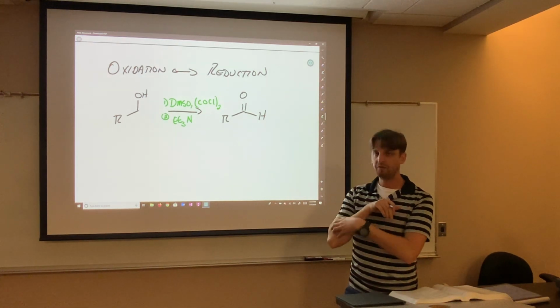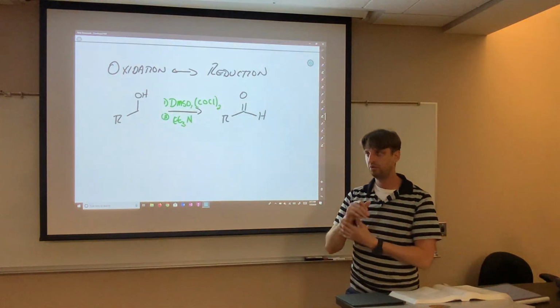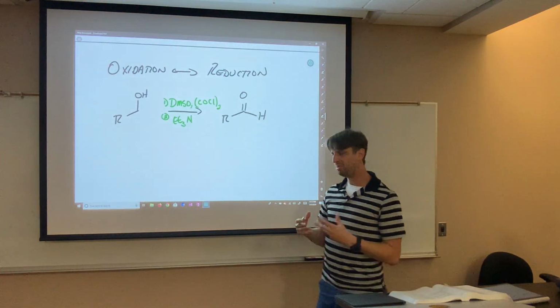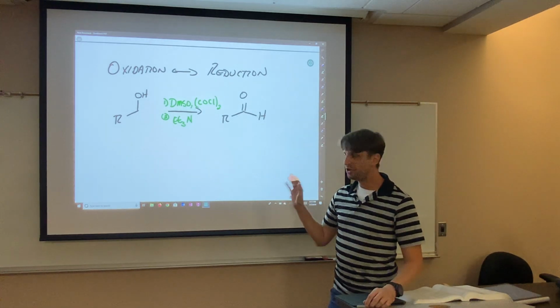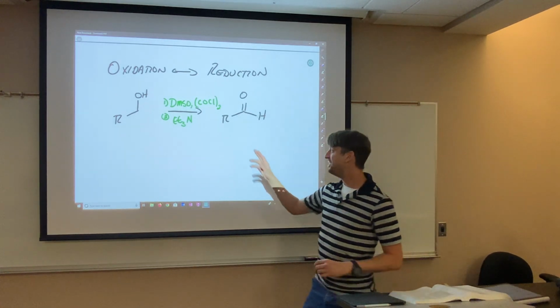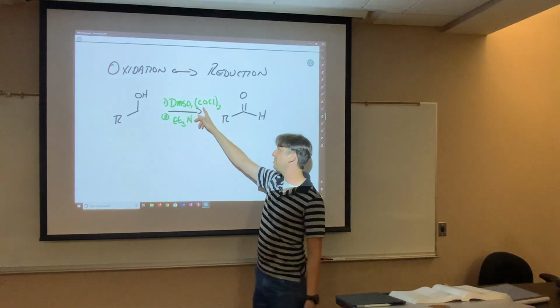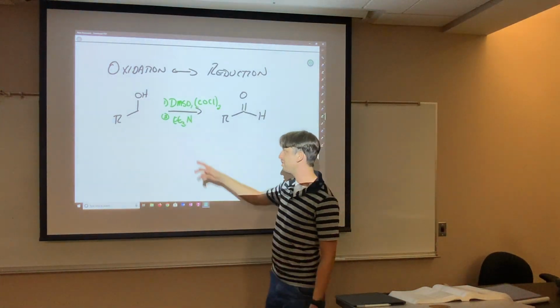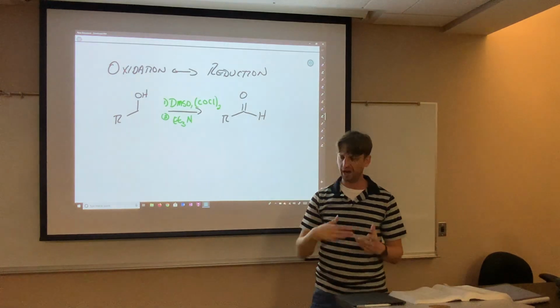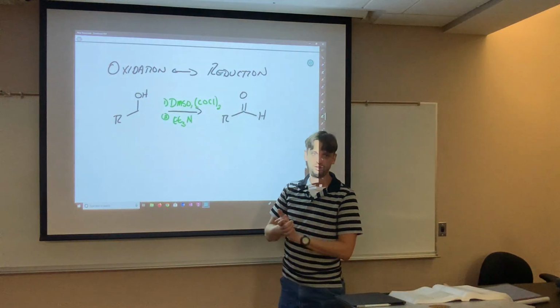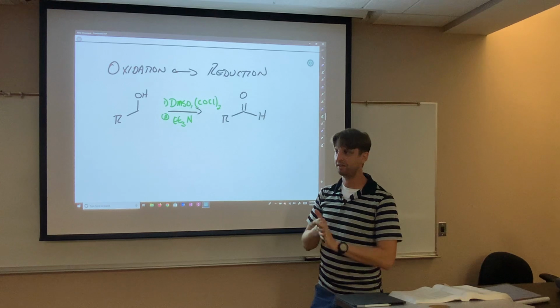Why did I say that this is the preferred way of doing it? Well, a couple of reasons. First is it's probably the cheapest way. DMSO, pretty darn cheap. Oxalyl chloride, pretty darn cheap. Triethylamine, pretty darn cheap. These are common reagents that every organic lab has, so it's not some kind of specialized condition.